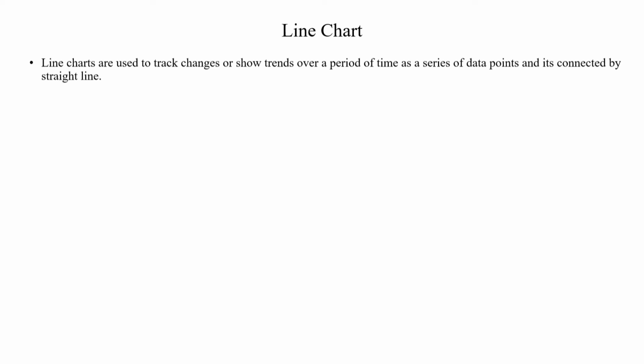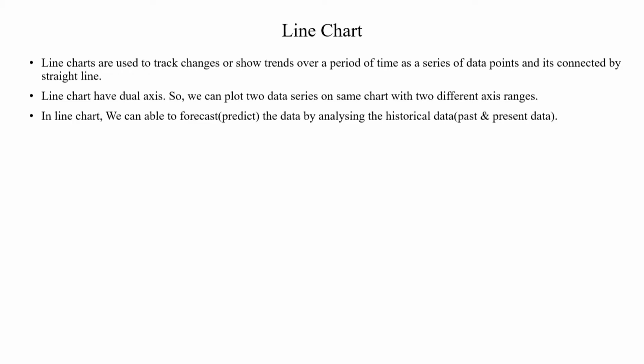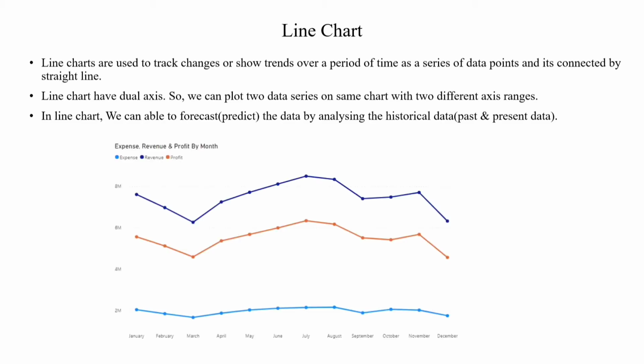Today we are going to learn about line chart. Line charts are basically used to track changes or show trends over a period of time, and it is represented as a continuous series of data points connected by a straight line. Line charts also have some additional features like dual axis, forecasting, trend line, etc. When it comes to dual axis, we can plot two data series on the same chart with two different axis ranges. And in forecasting, we analyze the historical data and predict the future sales or future revenue. That's called forecasting. This is the sample image for line chart.